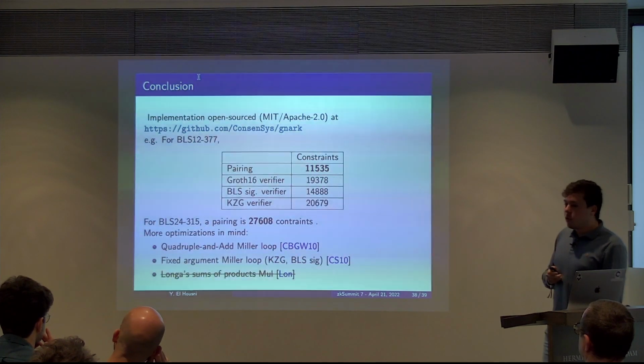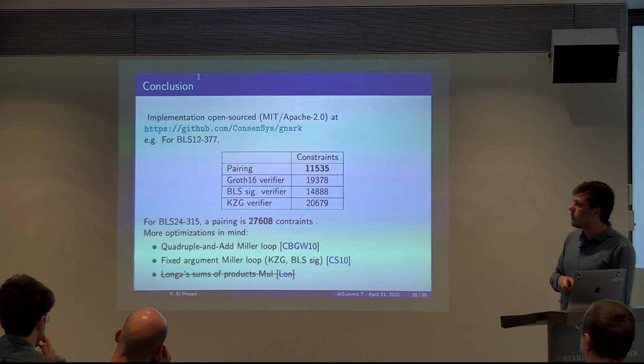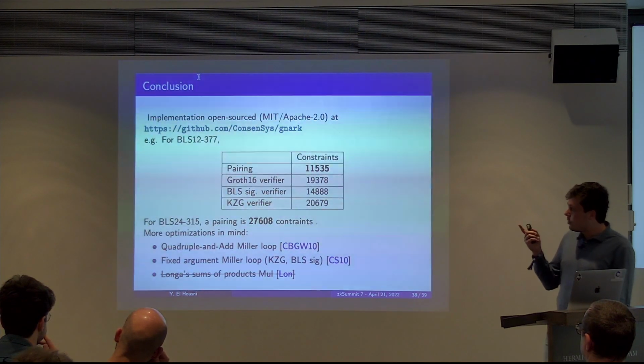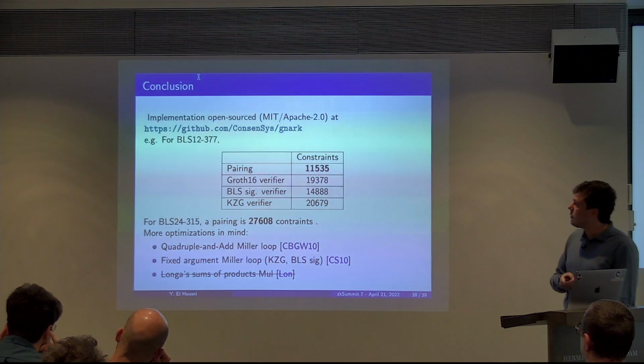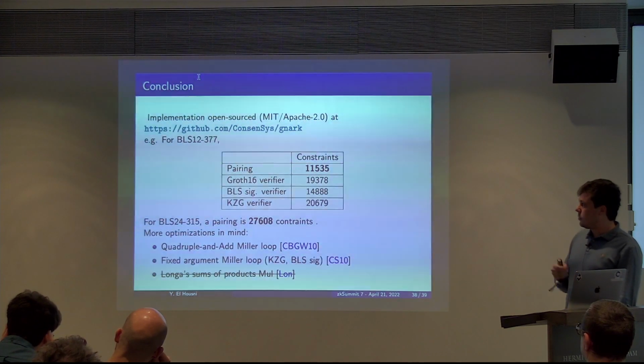So the implementation is open sourced. It is MIT Apache licensed. It is in gnark, a library in Go. So an example for BLS12-377, the number of constraints is 11,535. So we went down from 19,000 to this.